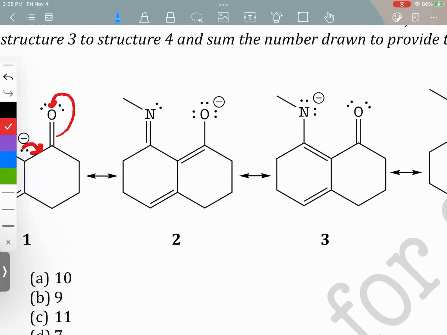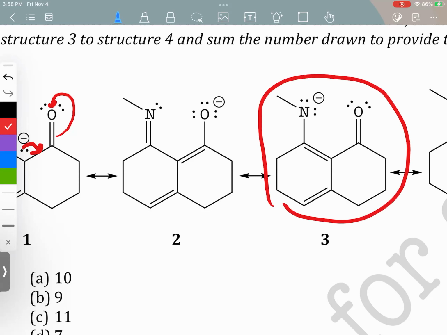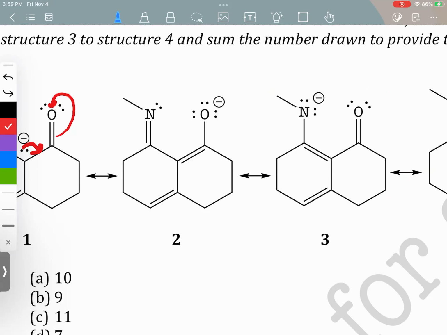Now, what do we have to do? We move the double bond that we just did for the lone pair to the left. Right, so we're trying to understand what happened in 3. We're going to look at 3 and ask what kind of movements occurred in 2 to get 3. You notice that the oxygen doesn't have the negative charge anymore. The carbon-carbon double bond has moved here, and now the nitrogen has gained the negative charge.